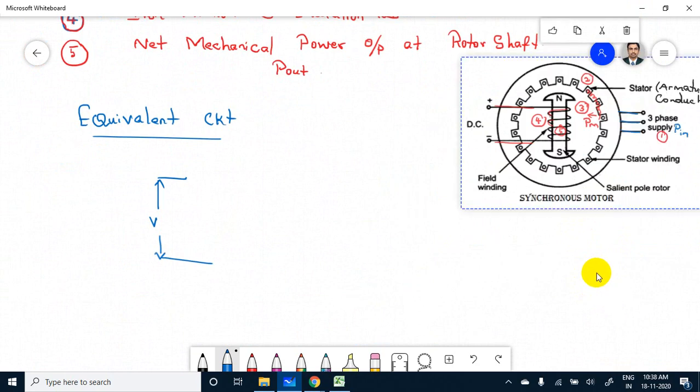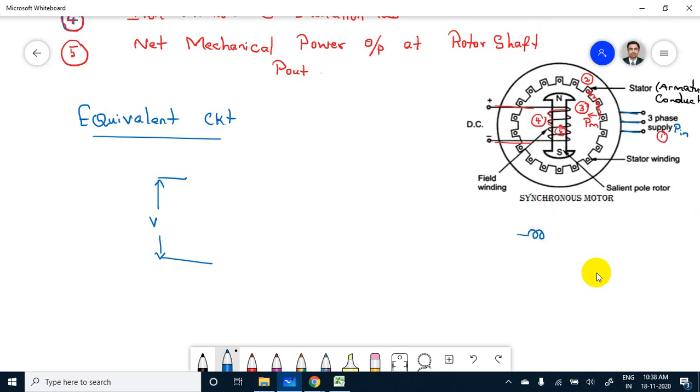Okay. In this diagram, in the first stage we are giving the supply, 3-phase supply. This is V, the V value, which is given to the winding. Winding means it will look like this. This is a winding, which has the combination of resistor and inductor, that is RA and XS, the reactance, that is inductance.